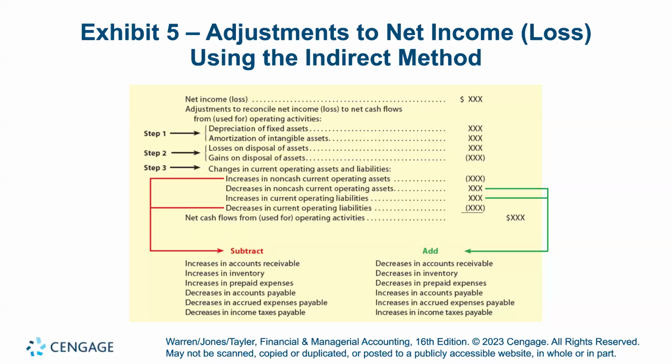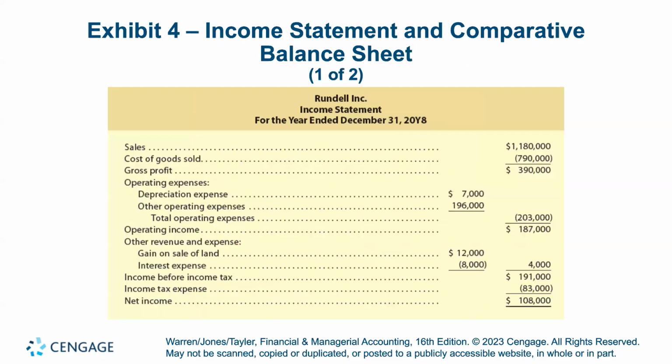All right. So step 2, we're looking for losses or gains on disposal of assets. And so I have a gain on a sale of land of 12,000. So I'm going to subtract this gain on sale of land.